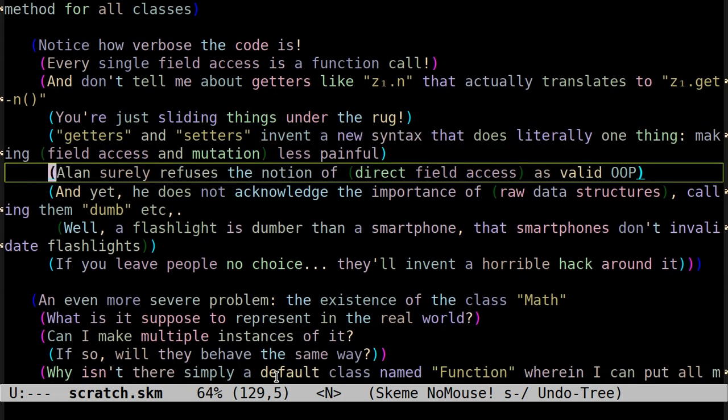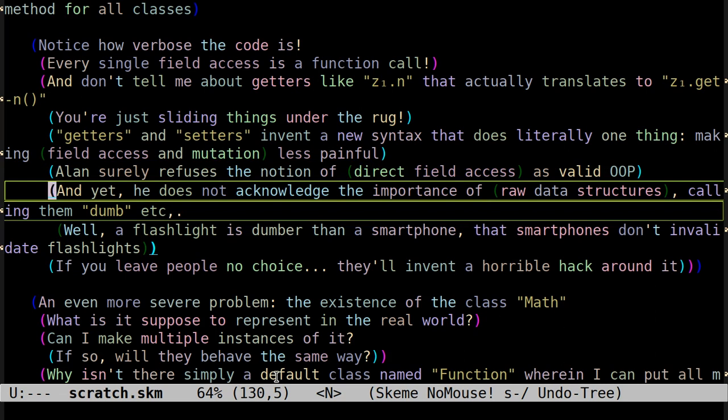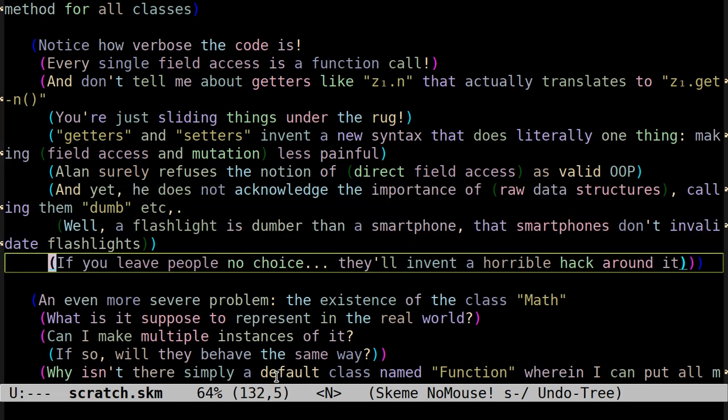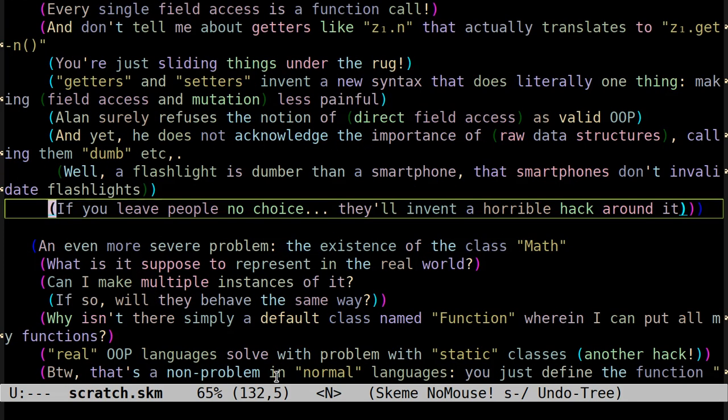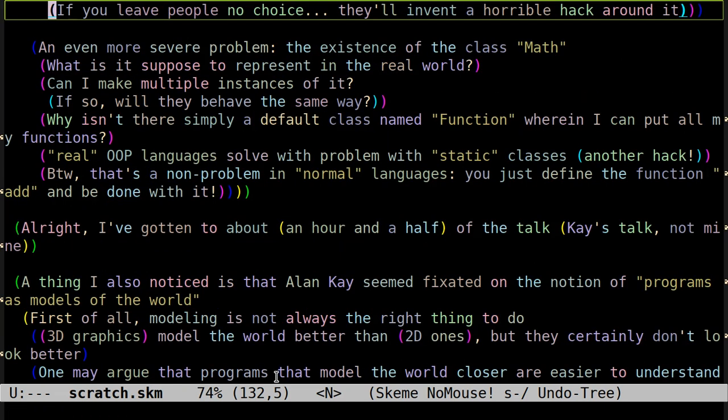And Alan would surely reject the notion of direct field access as valid OOP anyway, and yet he does not acknowledge the importance of raw data structures, calling them dumb, etc. Well, to that I say a flashlight is dumber than a smartphone, but smartphones don't invalidate flashlights. And well, if you leave people no choice, they'll invent a horrible hack around it, like getters and setters.